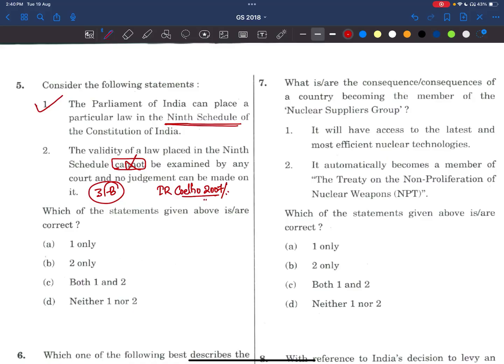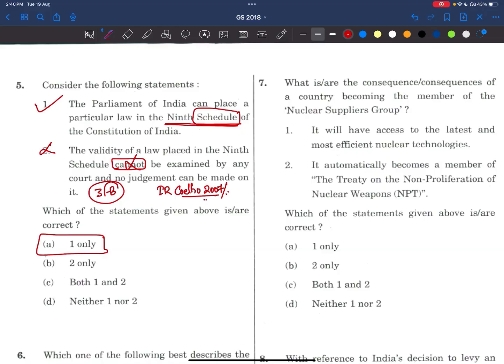Then that means there is no use of placing those laws in the 9th Schedule if we are violating the basic structure or any other doctrines as well. Right? So this statement is wrong. The answer is only 1. Right? Now what we have to do? See, schedules become very important, especially the 9th Schedule will also become very important. Okay, how it is formed, the relevant amendments, all these things, right?